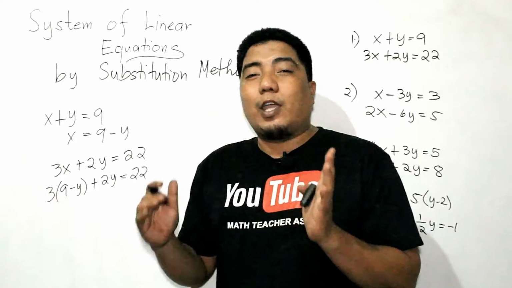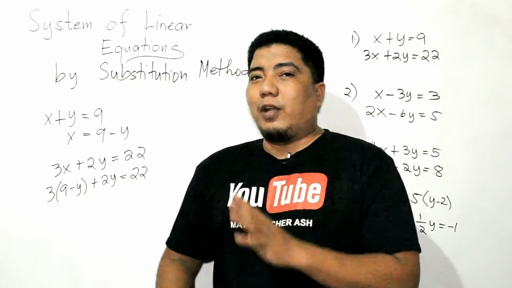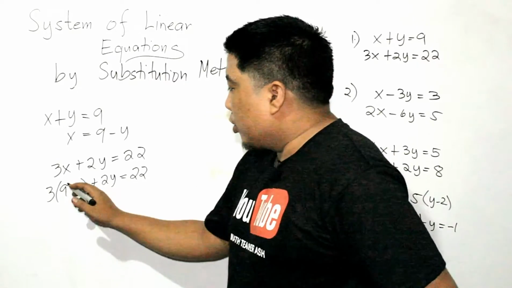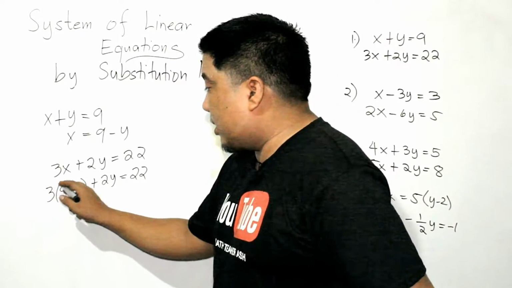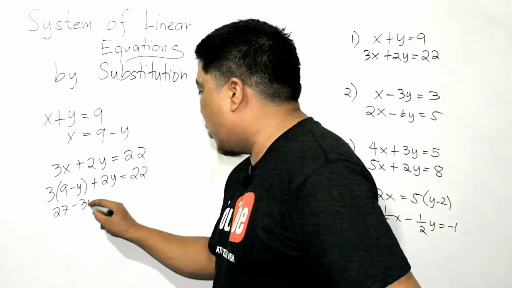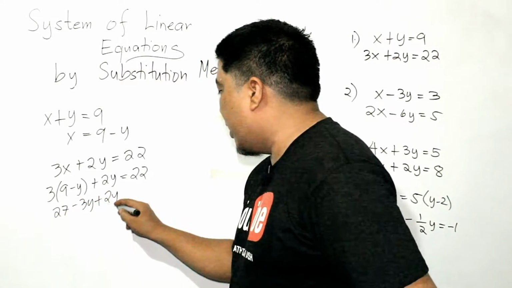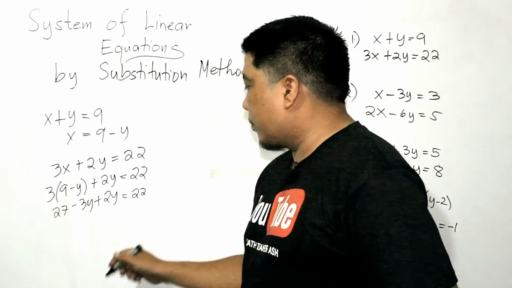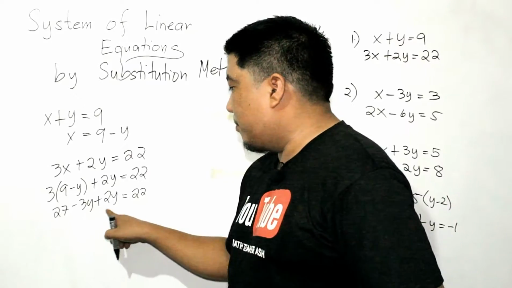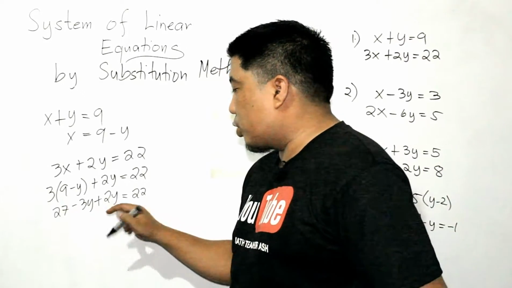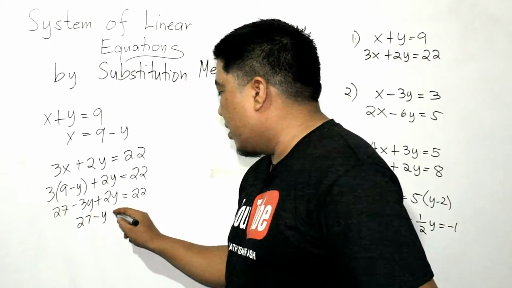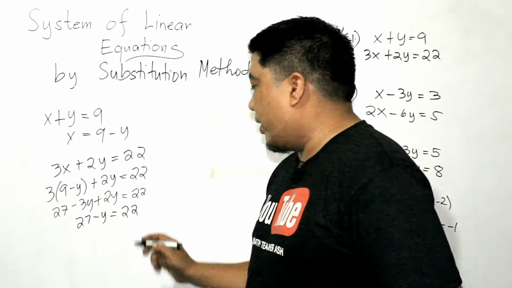In this process, I only have one variable. So, therefore, I can simplify the whole equation and solve for the value of y. By doing so, I distribute my 3, giving me 27 minus 3y plus 2y is equal to 22. The like terms in this scenario are these. Negative 3y plus 2y will give me negative y. So, that is 27 minus y is equal to 22.